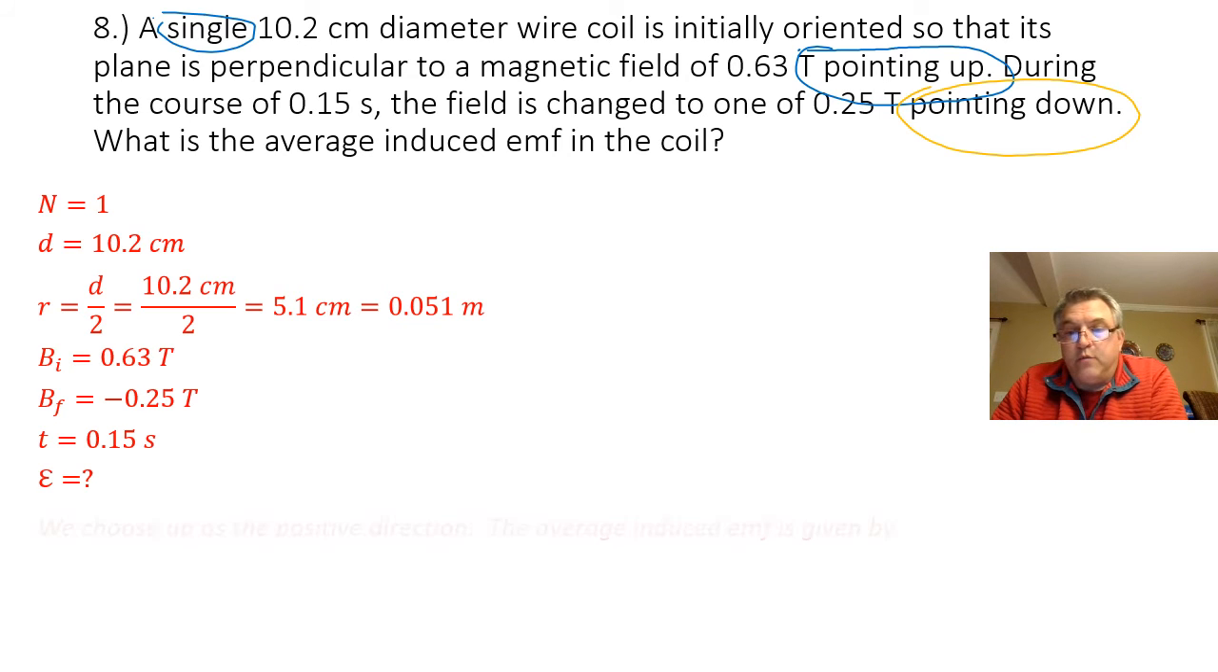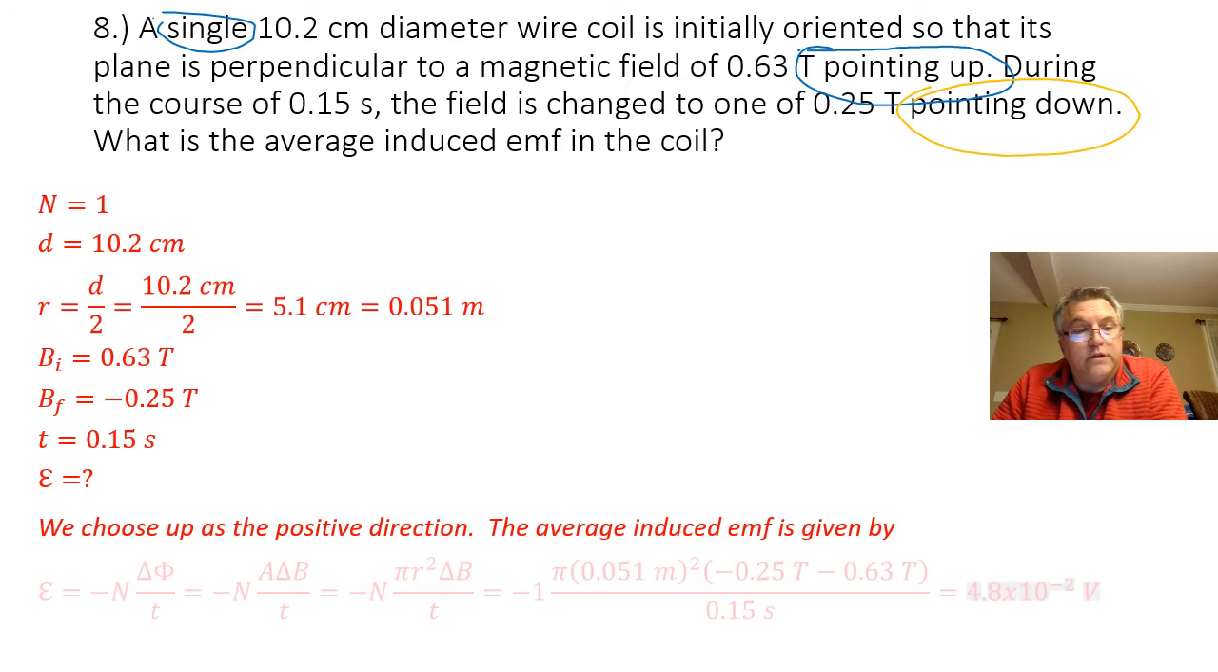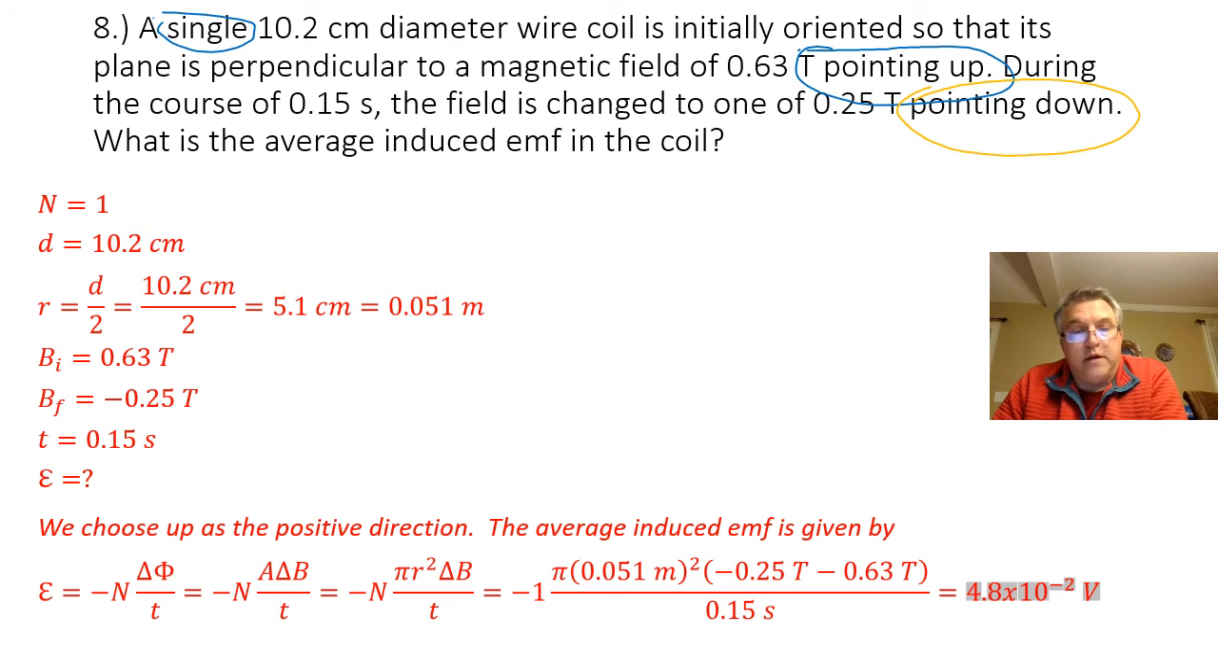And once again, we chose up as our positive direction, so we are going to use Faraday's law to find our induced EMF. Again, no need to rearrange for our unknown. We're already solved for induced EMF. The only thing I have to do, as I did in the previous problem, is swap out the area for pi r squared. And when I plug in my known values, I'm going to get an induced EMF of 4.8 times 10 to the minus second volts.